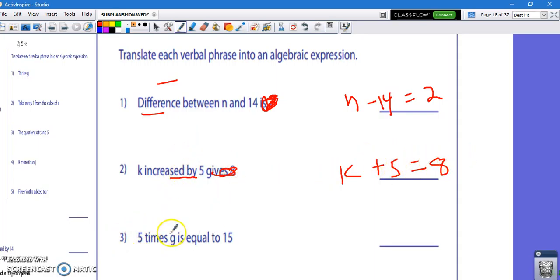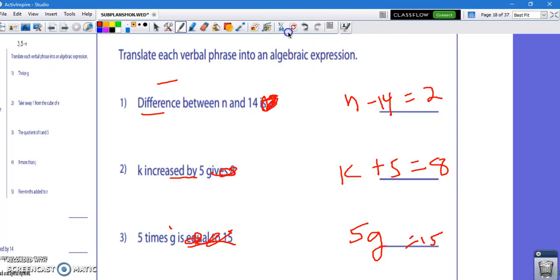Next one, 5 times g is equal to 15. Equal to 15. That takes care of this half. 5 times g. So guess what that means? It means 5g. So 5g is equal to 15.